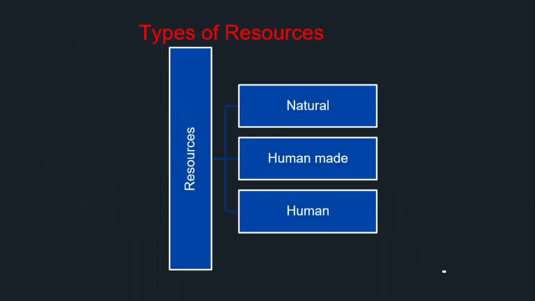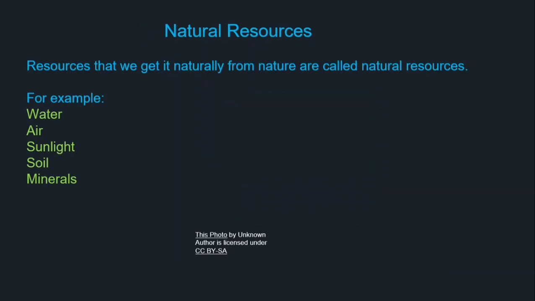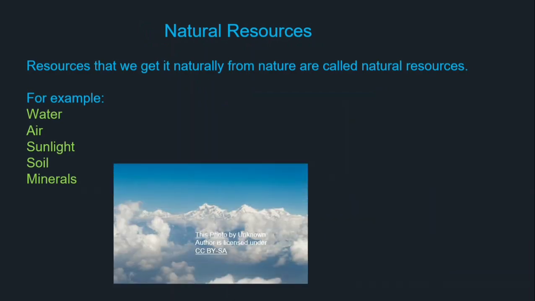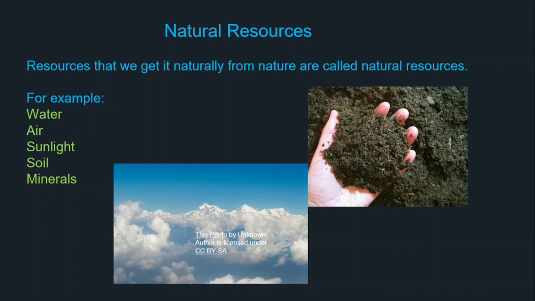Types of resources. Resources are divided into three types, which are natural, human-made and human. Natural resources. Resources that we get naturally from nature are called natural resources. For example, we all get water, air, sunlight, soil and minerals from nature itself.